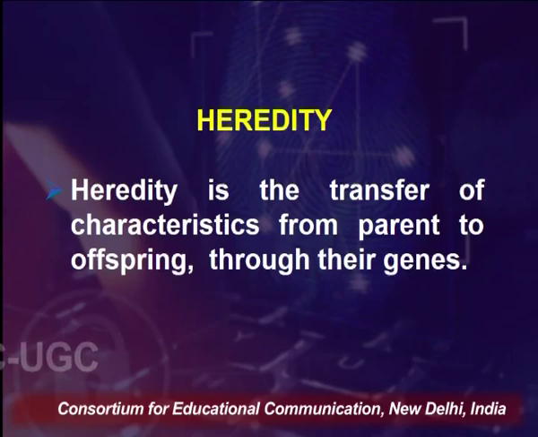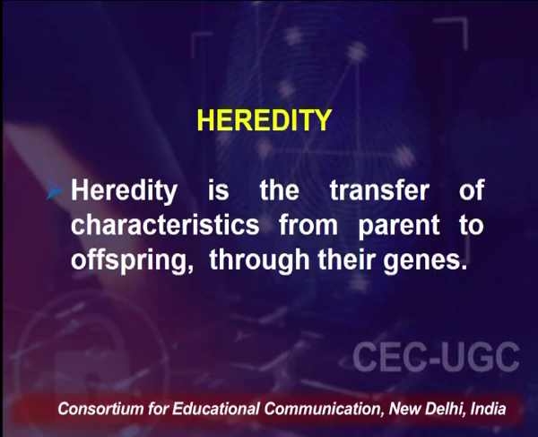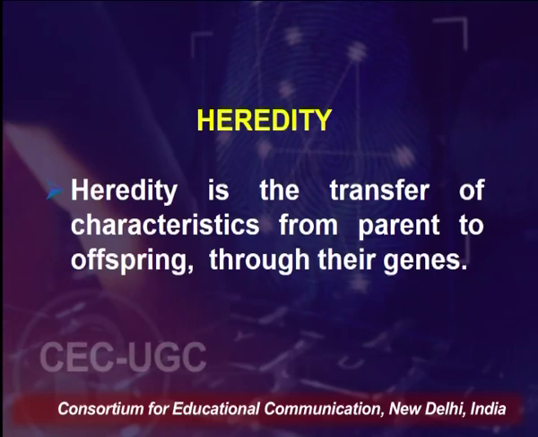In this series of forensic science lectures, today we are discussing human genetics. When we talk about human genetics, we study various principles related to it. One of the major principles in human genetics is heredity. What is heredity? Heredity is the transfer of characteristics from one parent to offspring through their genes. Genes are substances present on our chromosomes, and these are transferred from one generation to another.